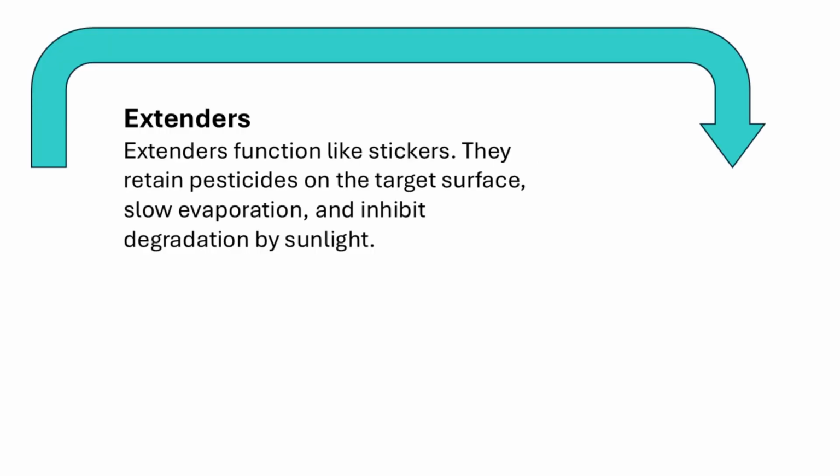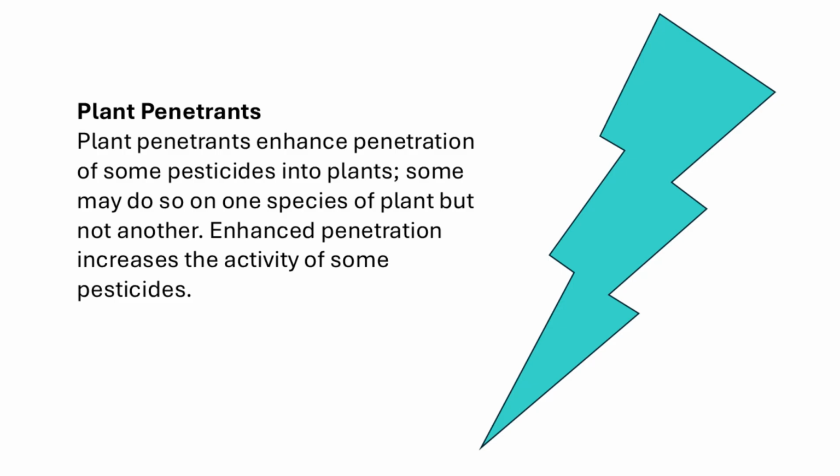Extenders. Extenders function like stickers. They retain pesticides on the target surface, slow evaporation, and inhibit degradation by sunlight. Plant penetrants. Plant penetrants enhance penetration of some pesticides into plants. Some may do so on one species of plant, but not another. Enhanced penetration increases the activity of some pesticides.